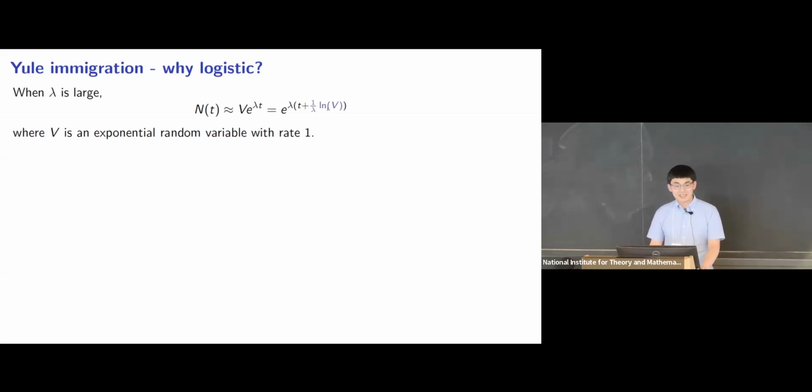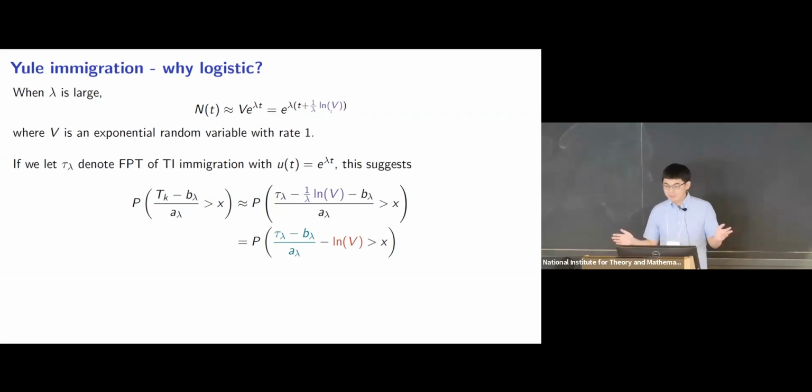Why on earth did I do this? Well, if I drag this v up here, the way that I want you guys to interpret this expression is that we have this e to the lambda t, this sort of expected mean behavior, and then we have this 1 over lambda natural log v, which in some sense is like a random time shift away from the mean process.